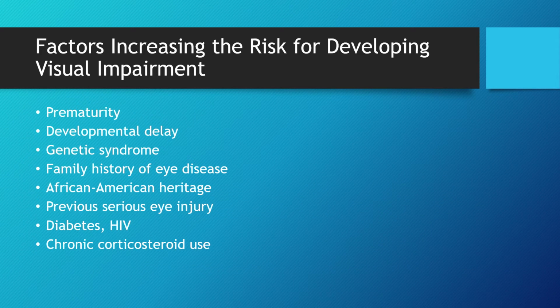There are several factors that increase individuals' risks for developing visual impairment: prematurity, maybe some developmental delay, a genetic syndrome. If your family has a history of eye disease, that can play a role as a factor. African American heritage has an increased risk. Previous serious eye injuries, diabetes, HIV, and chronic corticosteroid use can all be factors that will increase the risk for developing any impairment visually.